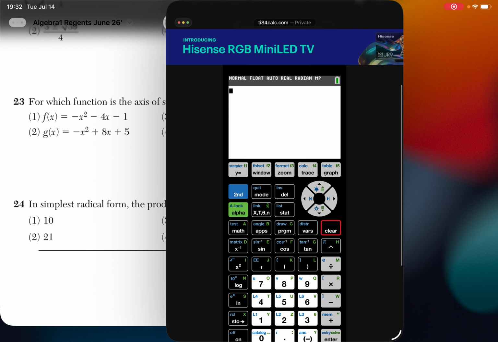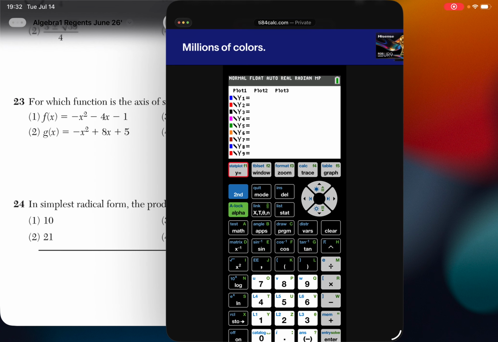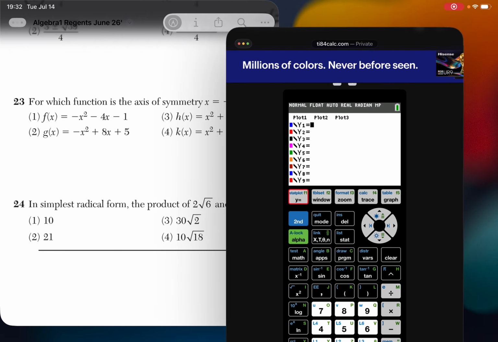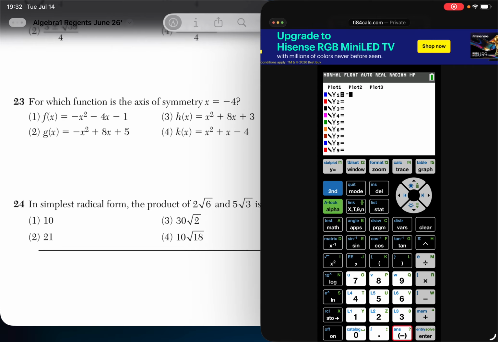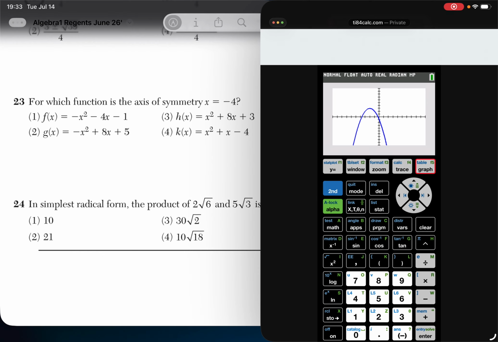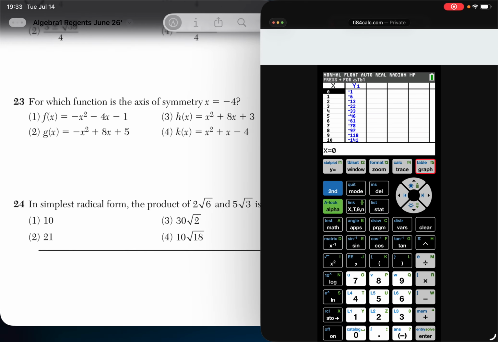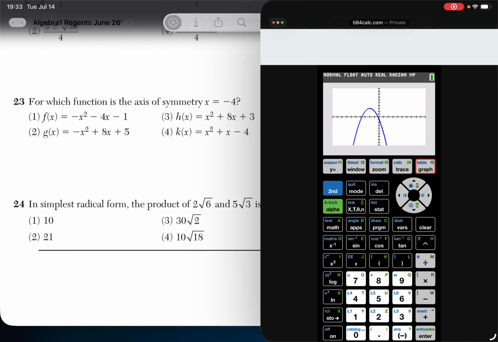So we're going to clear out our calculator, go into y equals, and plug in these functions. So we have f of x equals negative x squared minus 4x minus 1. And we want to make sure that our axis of symmetry is negative 4, so where x equals negative 4. So here we can just go into our table, go up to negative 4, which has the value of negative 1, but that doesn't give us the axis of symmetry.